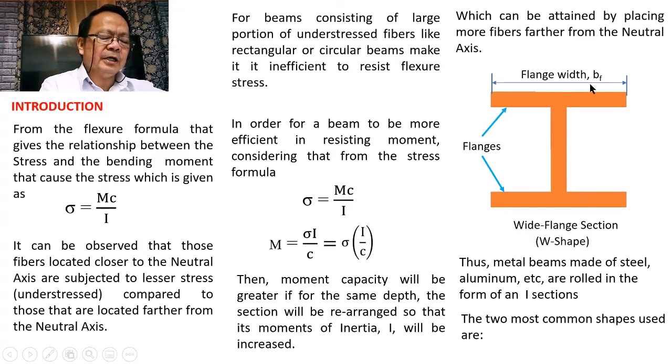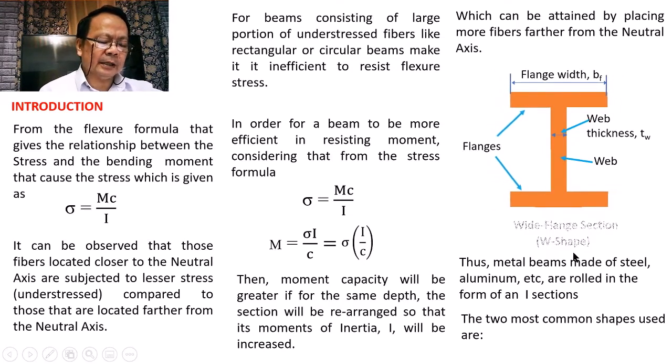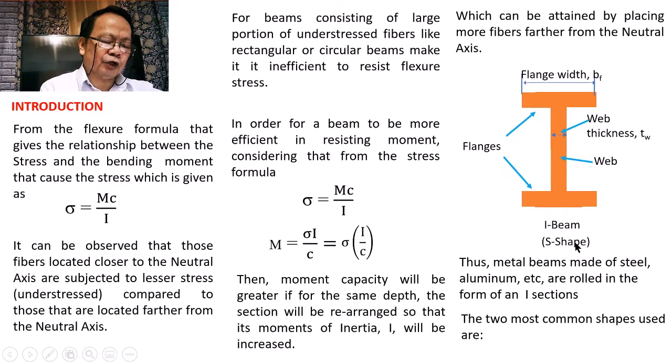And this section is designed so that it has what we call a web that will keep these flanges in their respective position. And this web has a certain thickness called t sub w. Okay? So, another section that we use is what we call the I section. Okay, I-beam. Okay, or what we call the S-shape.